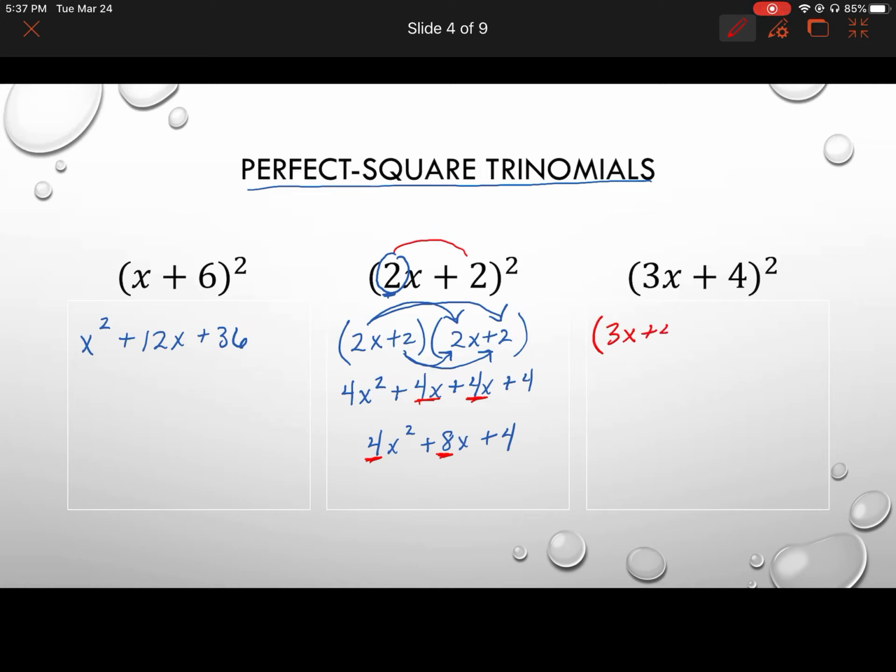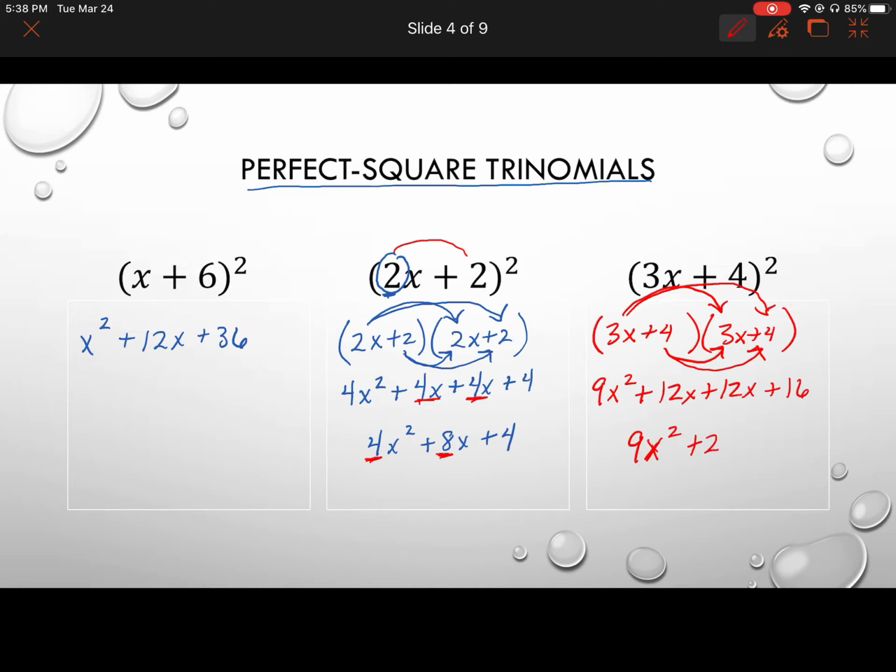So 3x plus 4 times 3x plus 4. And again, if you're not comfortable with a shortcut, that's totally fine. Just realize that FOIL is your buddy, right? So we can just do first times first, 9x squared, outside times outside, plus 12x. Inside times the inside, another plus 12x. And last times last, so plus 16. So in this case we've got 9x squared plus 24x plus 16.